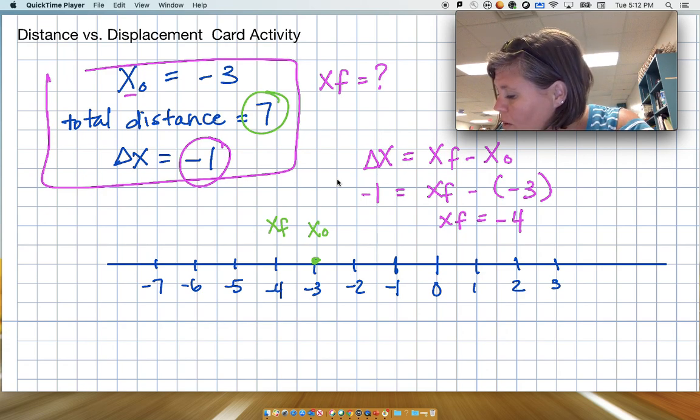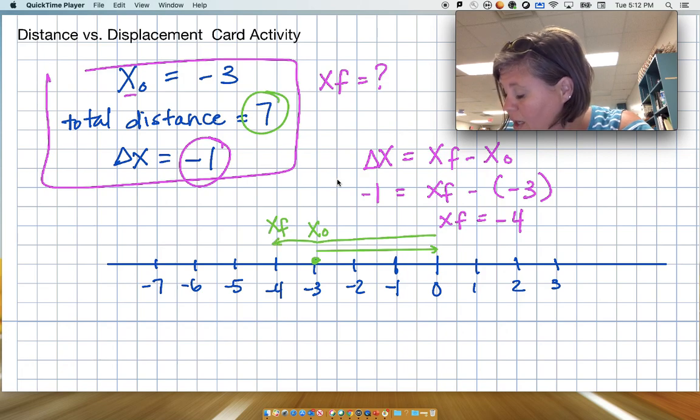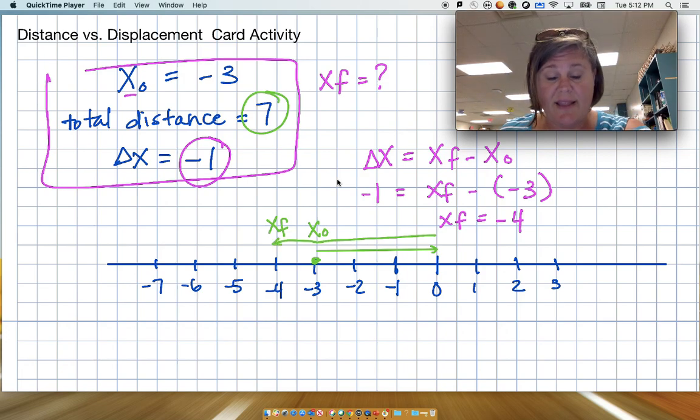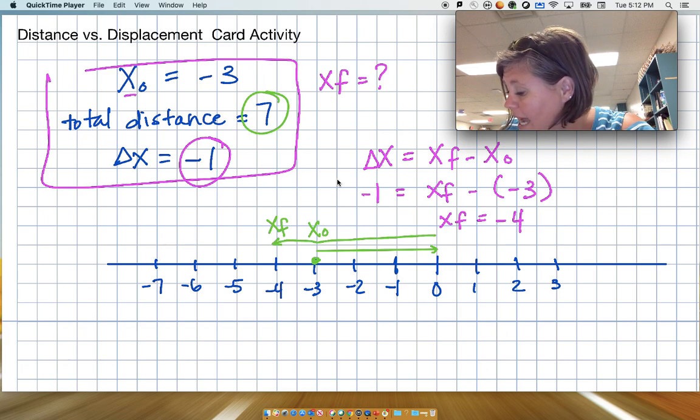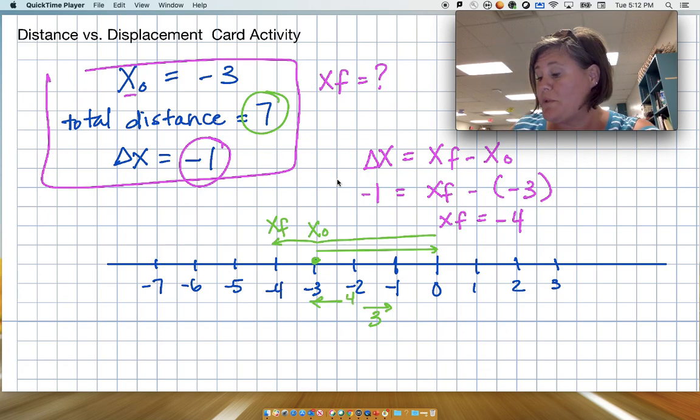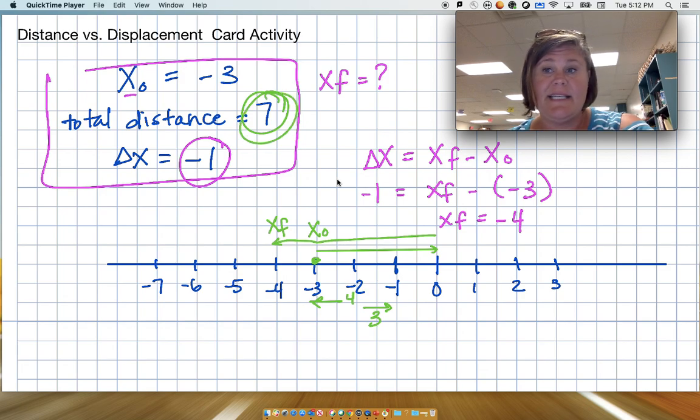So I'm going to go 1, 2, 3 tiles or 3 units to the right, okay? And then I'm going to go 1, 2, 3, 4 units to the left, okay? So you can see that my final position is -4. And if you count, I have 3 tiles to the right, and then I have 4 tiles back to the left. So the total distance here is 7.